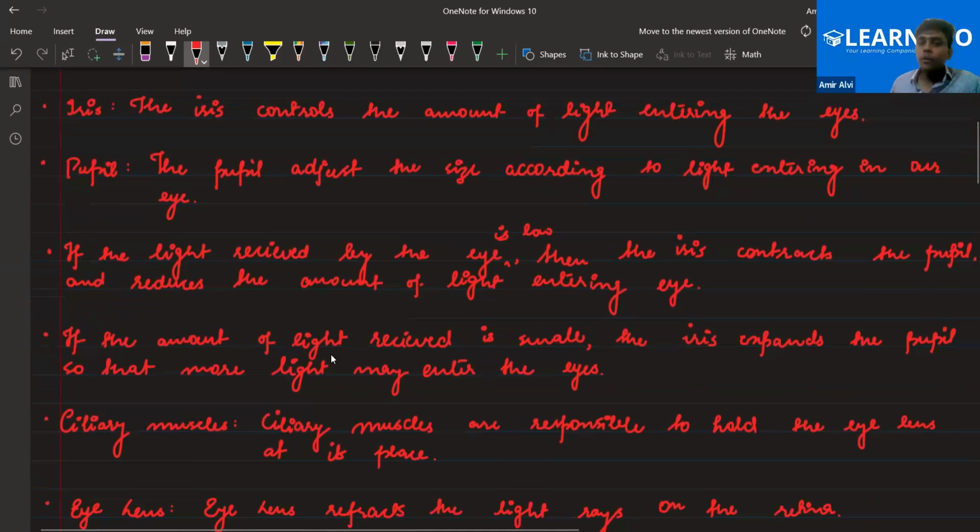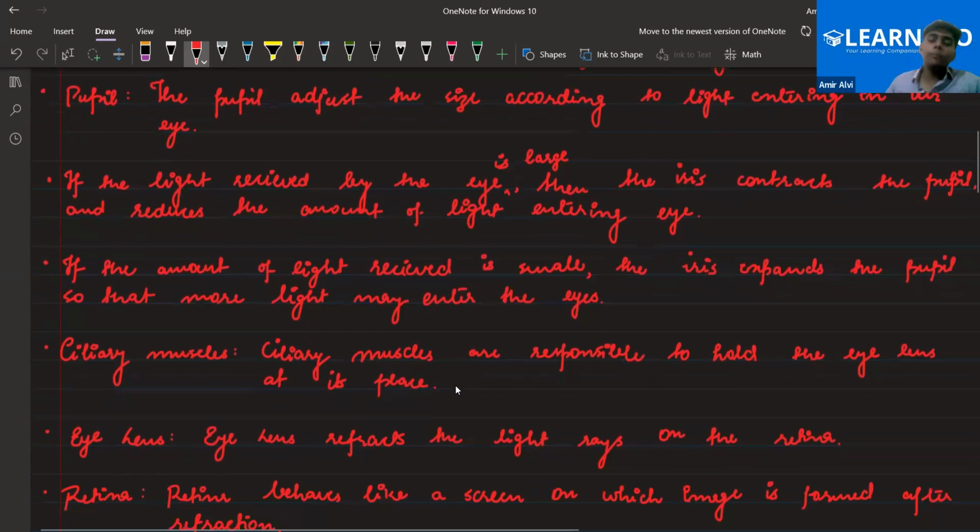Next, if the amount of light received is large, sorry, if it is large, the iris contracts the pupil. And if the amount of light received is very small, then the iris will expand the pupil so that more light can enter into the eye lens in the eye, right, everyone? So that's why it will enhance your vision.